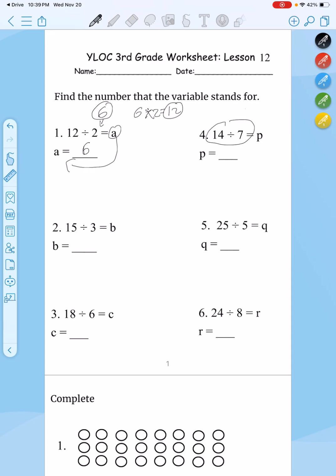Same thing here. Our answer would be 2. 14 divided by 7 is 2. We could double check our work, which would be 14, so our answer is correct. So our answer would be 2 since this is the variable.